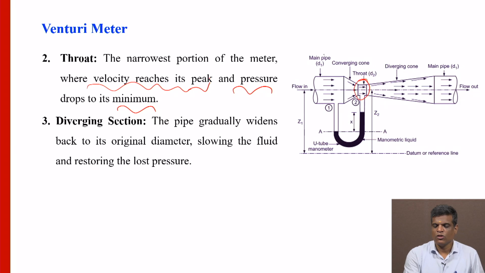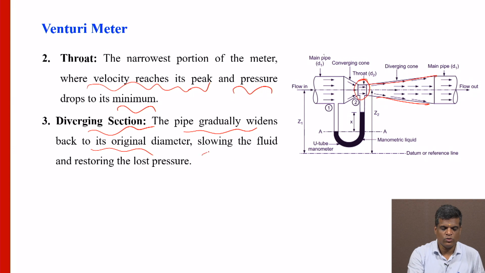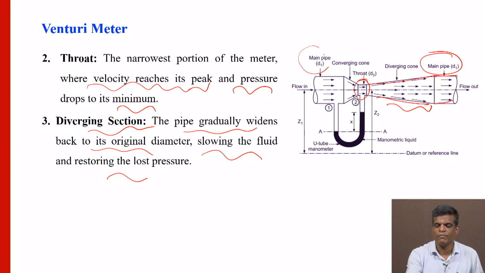After this, again comes the diverging section, where the pipe gradually widens and goes back to the original diameter. This restores the pressure that was lost. And again the pipe diameter is the same here, whatever pipe we are using.